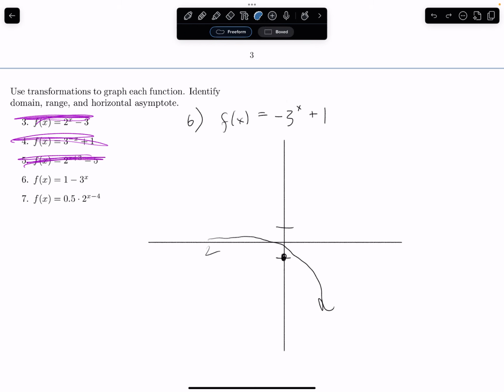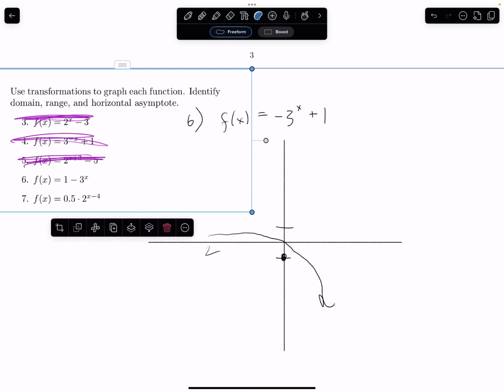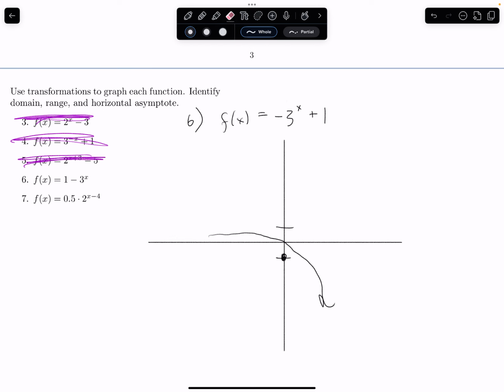So this is going to go up right here, and that's where you're going to end up. And then that makes my horizontal asymptote right over here, y equal to 1. And this now gives you the correct result. This is the general shape of it, yeah?